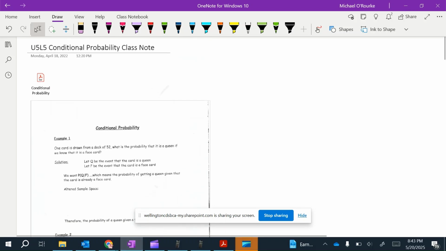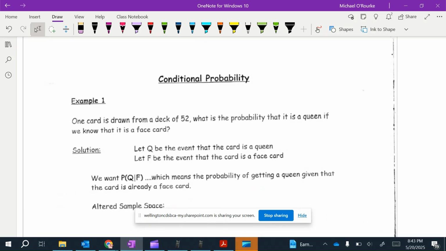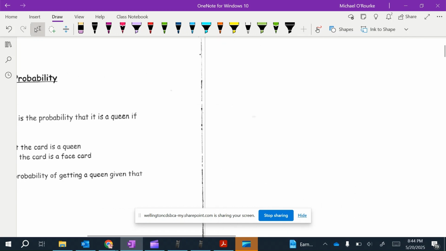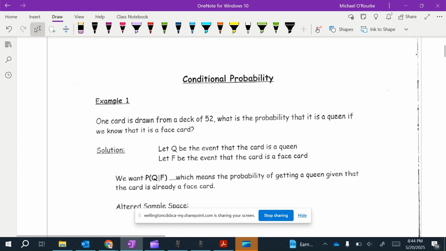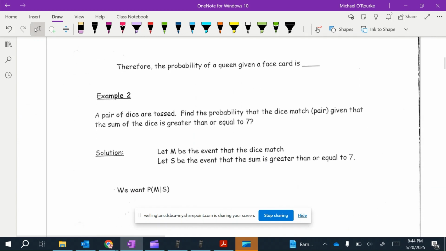Okay, so today we're doing conditional probability. Conditional probability is when one thing happens first and something else happens after. So it's when the first action affects the probability of the second action.